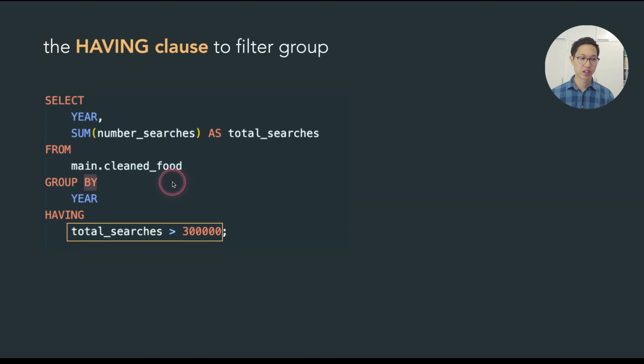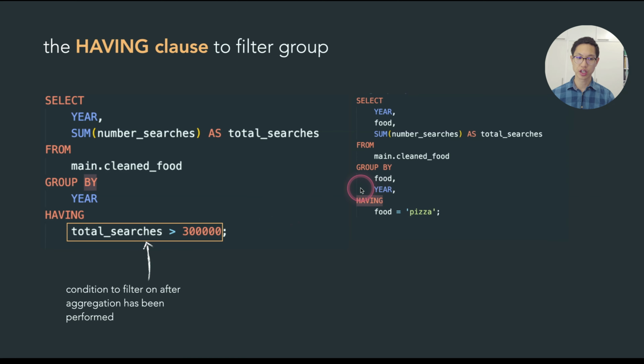Here the condition to filter on is applied after aggregation has been performed. When you have group by and you want to filter on it, you use having, otherwise you use the where clause. And here's another example. Here you can actually group by two columns, food together with year. And here you use having food equals pizza. You take out those that correspond to where food equals pizza.